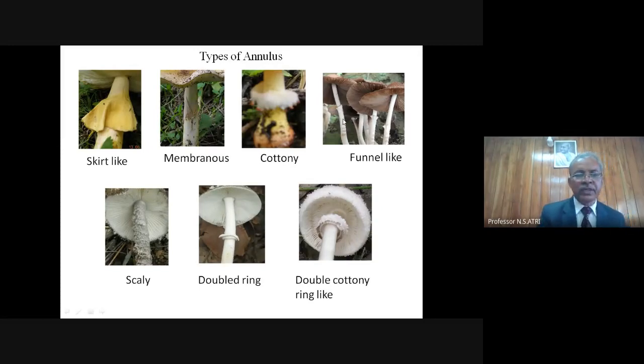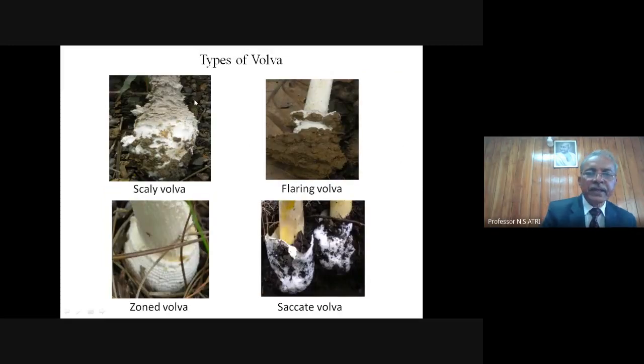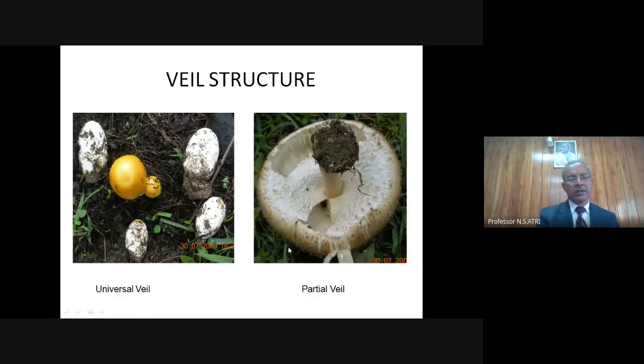And the shape of the carpophore also is very important. The vulva, maybe you see the bulbous base and the vulva, scaly vulva around the bulbous base. Many a times you miss it, when you uproot it without digging deep into the soil, normally it is left in the soil. This is flaring vulva in case of Momenta. You can see the zoned vulva here, saccate vulva here. So a lot of variation. Then wheel structure.